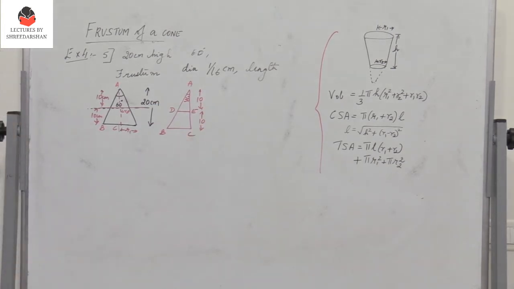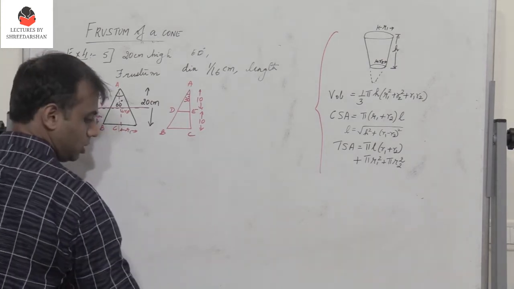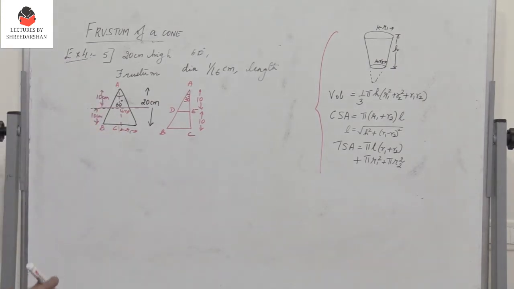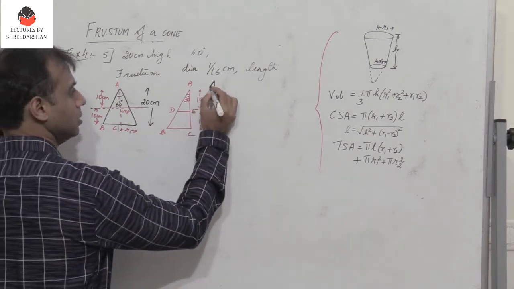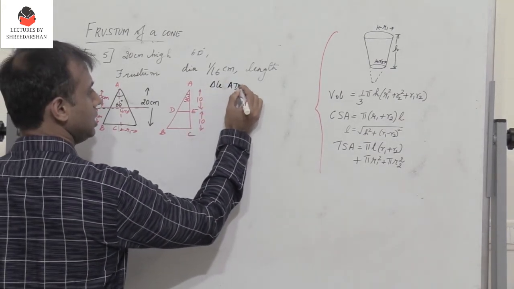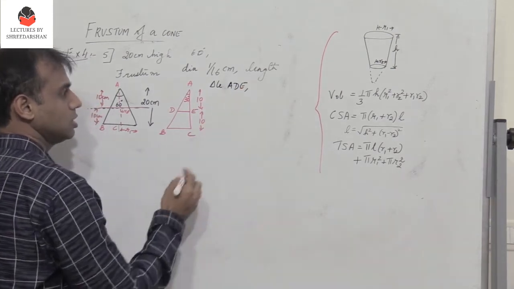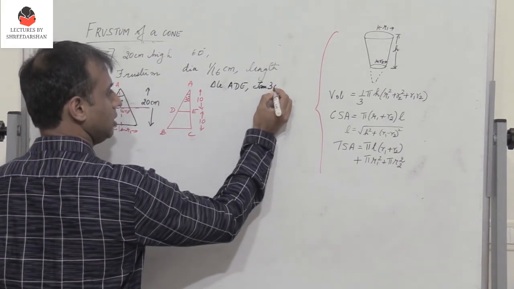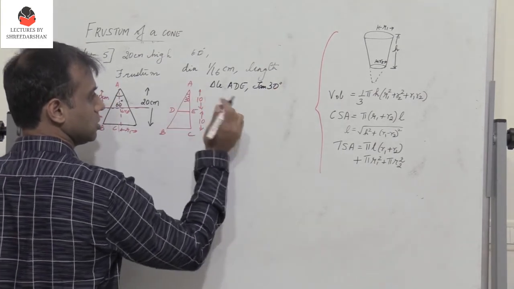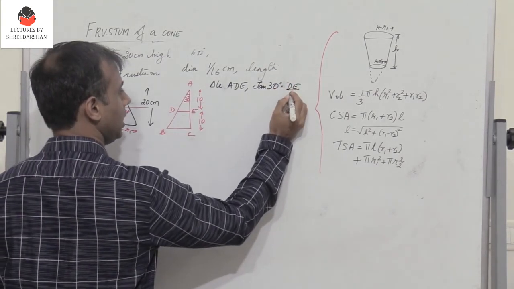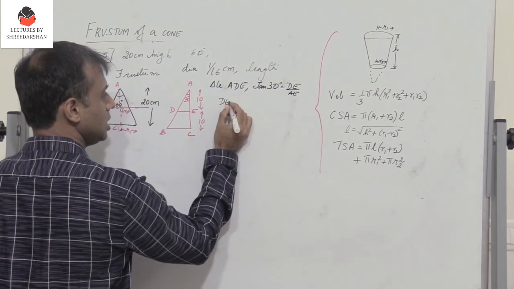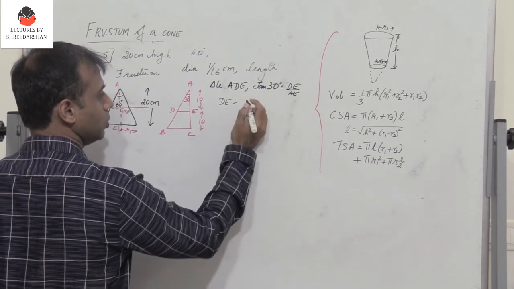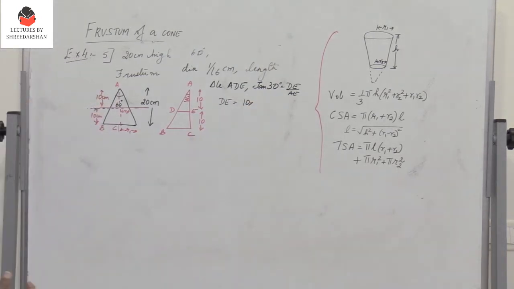Alright, so this is what is given in the problem. Now I need to find DE and I also need to find BC. So we can use the tan expression. If I consider triangle ADE, what is tan 30? Tan 30 is nothing but opposite side by adjacent side, which is DE by AE. And what is DE? DE is AE, which is 10, into tan 30. So we can easily find the value of DE.